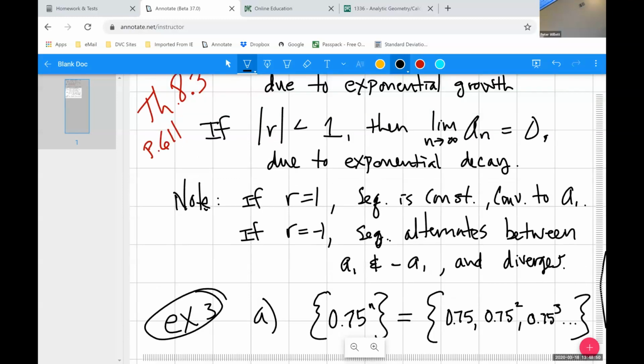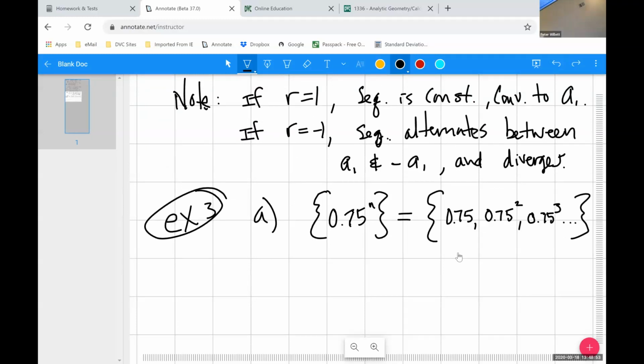So this is an example of a geometric sequence because each term is 0.75 times the previous term. And so the number we're multiplying by each time, 0.75, r, is less than 1 in absolute value. So then I could conclude from our discussion that the limit as n tends to infinity of the sequence is 0. Questions, comments, discussion? Okay.